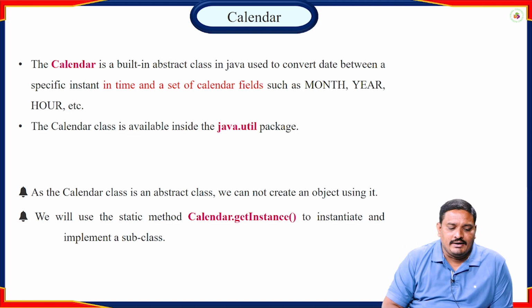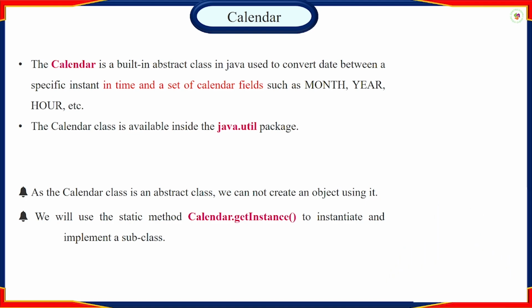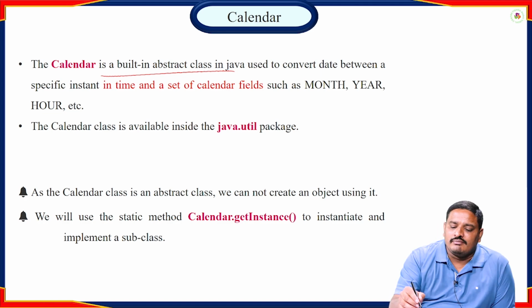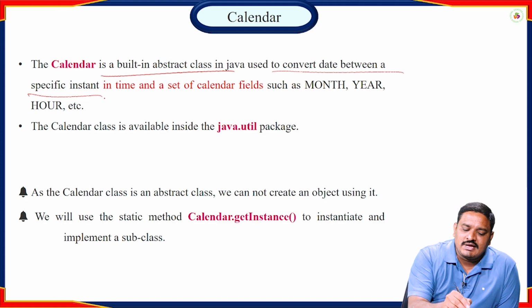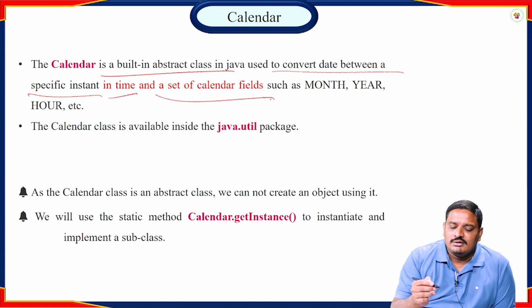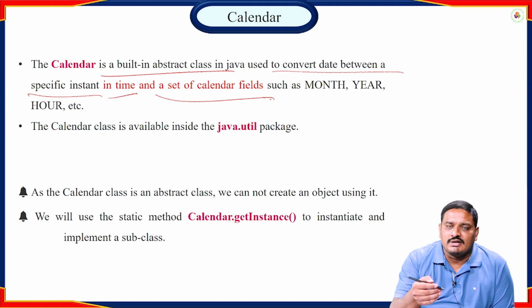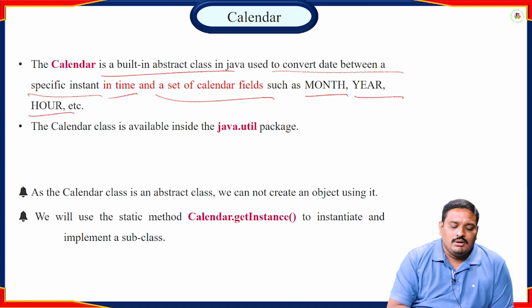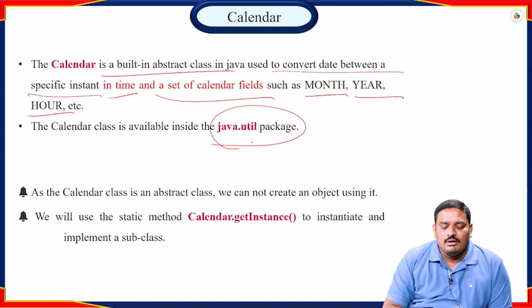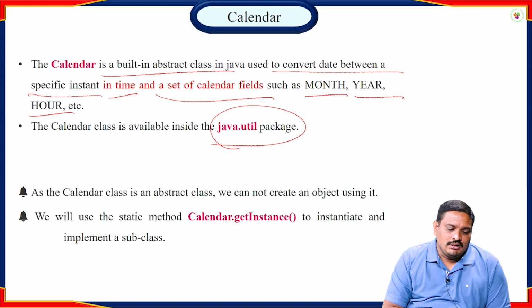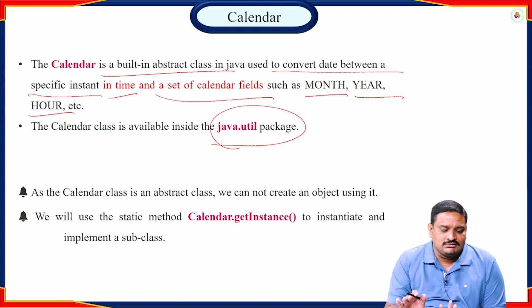Next one is the Calendar. Here one more class is there, the Calendar class. The Calendar is a built-in abstract class in Java that converts the date between a specific instance. That instance is either in time or a set of calendar fields. What are the set of calendar fields? Month, year, and hour. The Calendar class is available inside the java.util package.